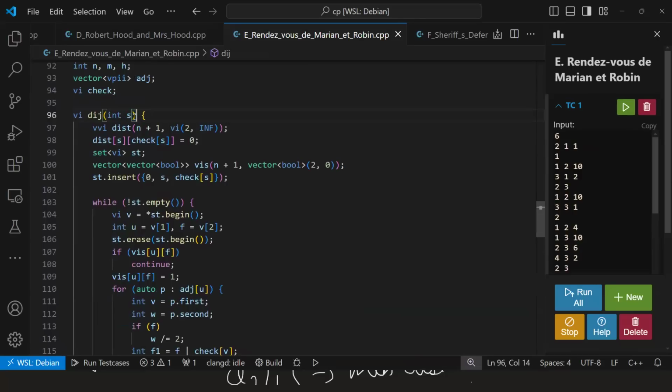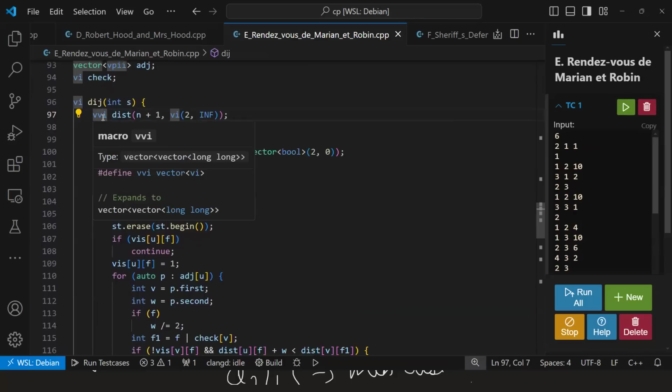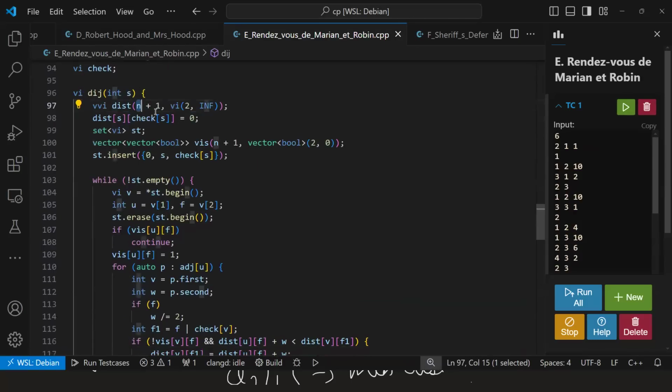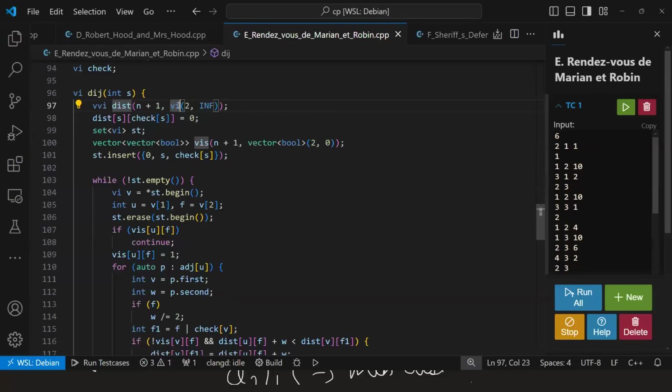So I'm taking a source. In my Dijkstra, we generally take a normal distance array, but here I'm taking a 2D distance array. This is vector of long, n into 2. As I told, my nodes are basically, instead of 1 to n, they are 2 cross n. So my nodes are in the form of pair i comma 0 or i comma 1, so an n into 2 2D vector represents my nodes.